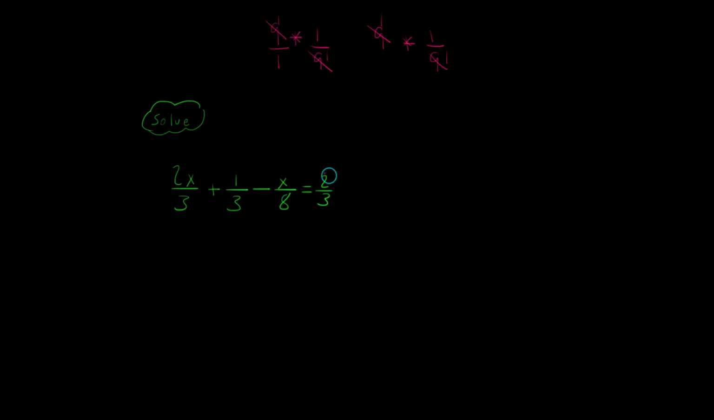The first thing I'm actually going to do is rewrite this equation, but I'm going to change pen colors. So again, I have 2x over 3 plus 1/3 minus x over 8, which is equal to 2/3. So the same exact equation, but now we have the original to always look back upon. And I want to get rid of the values in the denominator using a common denominator. And I'm going to ask myself, what values do 3 and 8 go into? Well, they both go into 24, so let's use 24.